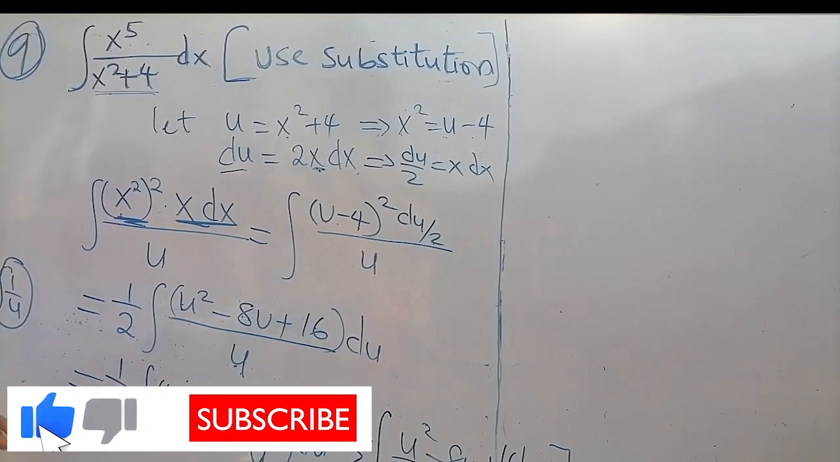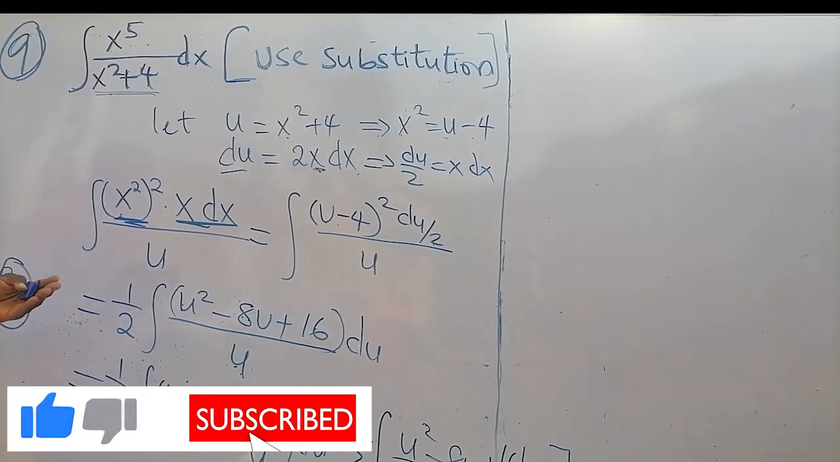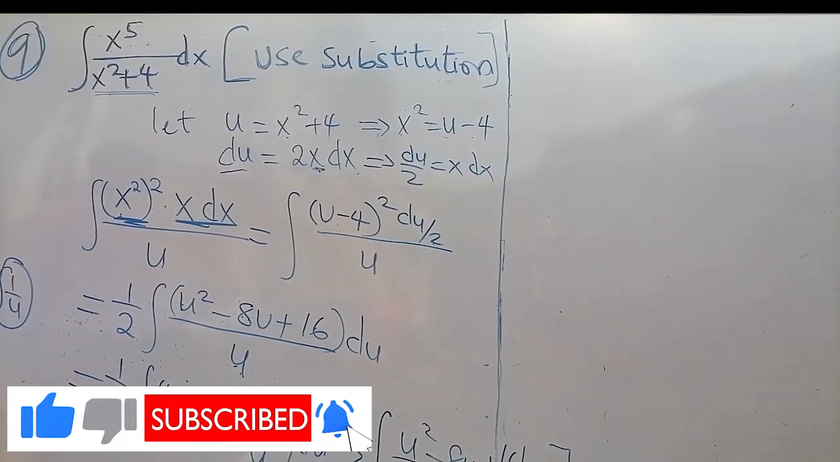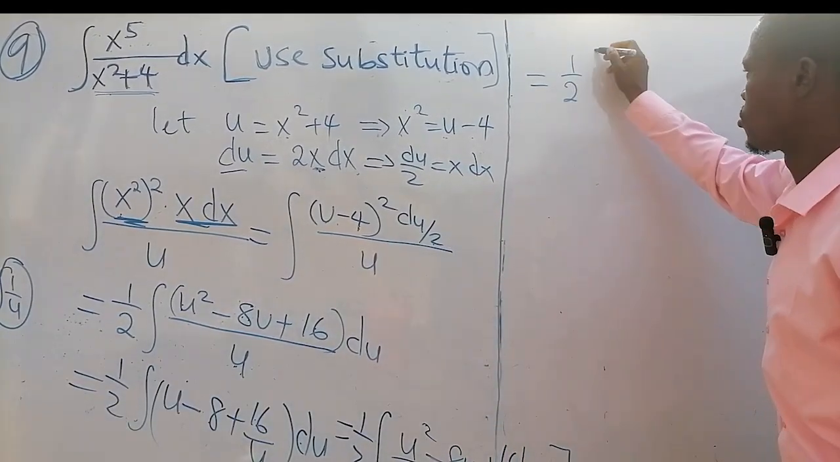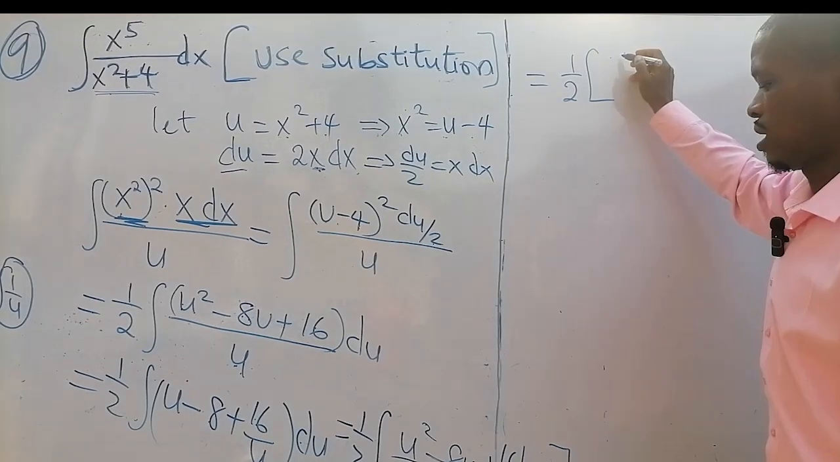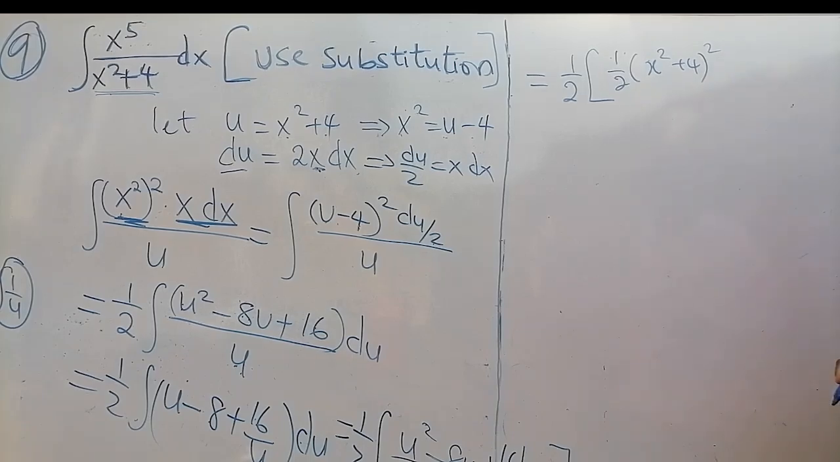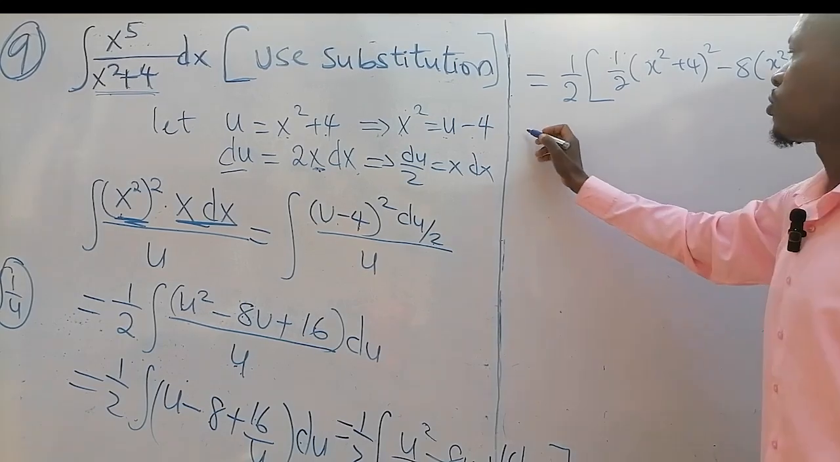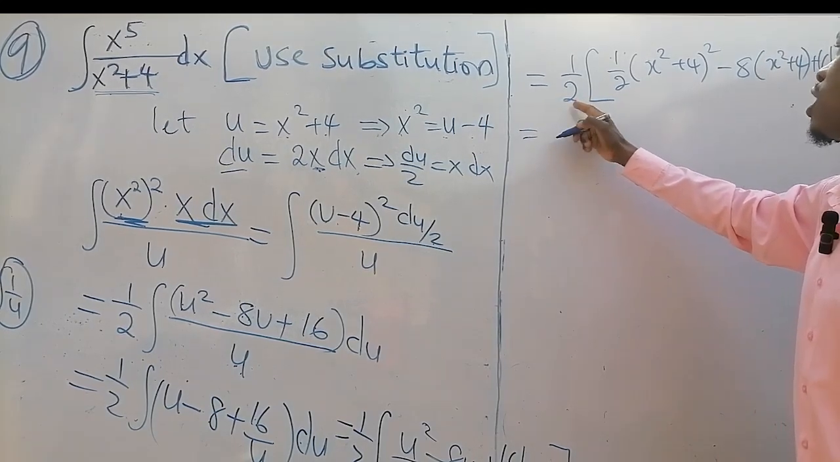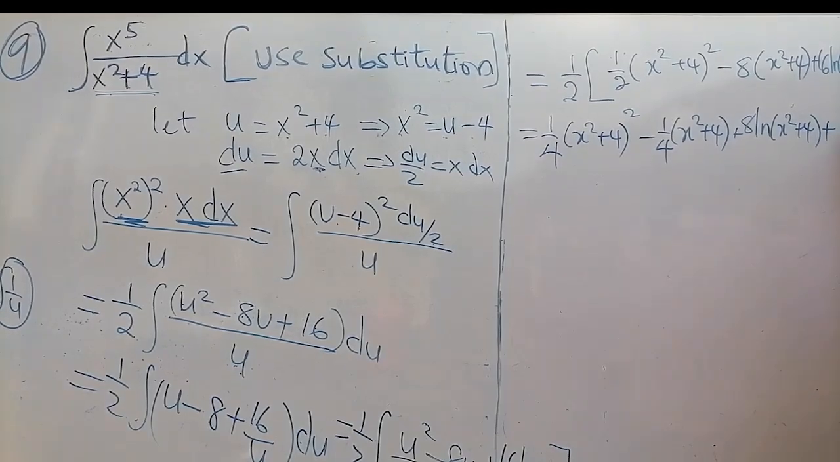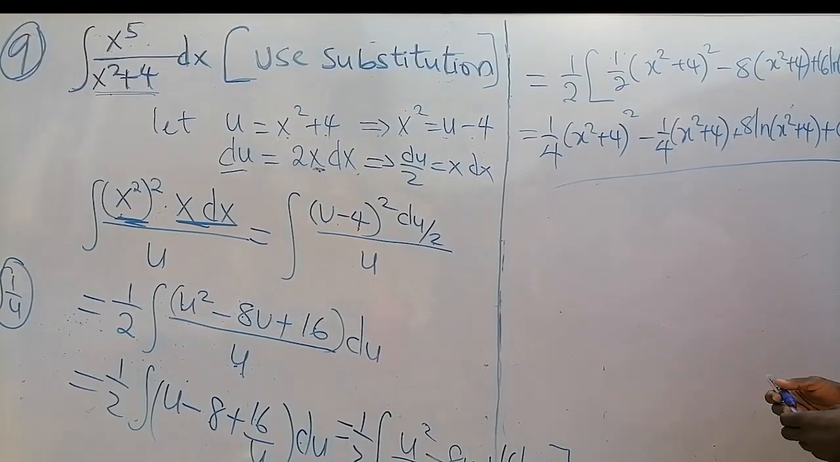So the next thing to do now is to begin to plug in the u. We now have 1 over 2 into brackets. u is what? That's 1 over 2 into brackets x squared plus 4 squared, that's u, then minus 8 into brackets x squared plus 4, then plus 16 ln of u. Put your u there in that case. So finally, you can allow the fraction here to come in, and then plus the constant of integration, and that ends that question.